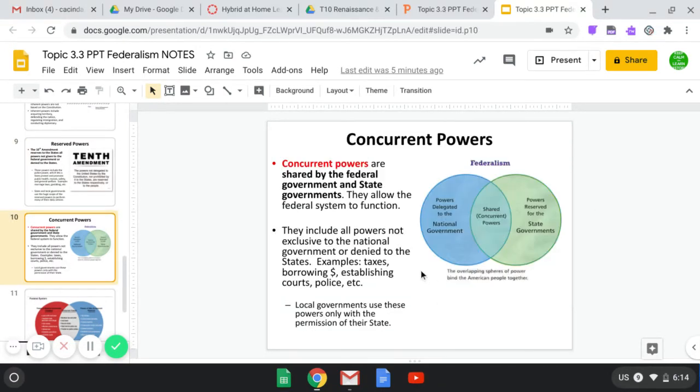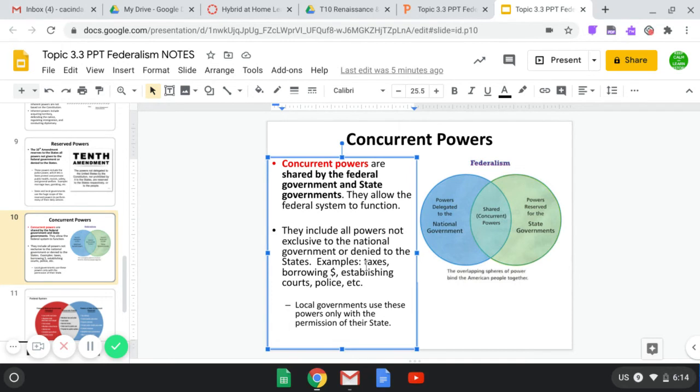We have concurrent powers. These are things that are shared. So here's a good little diagram. Powers delegated to the national government, to the state government, and shared. So this is concurrent. Okay. So examples would be taxes, borrowing money, establishing courts, police, your fire department, etc. So the local governments can only use these powers if their state allows them.